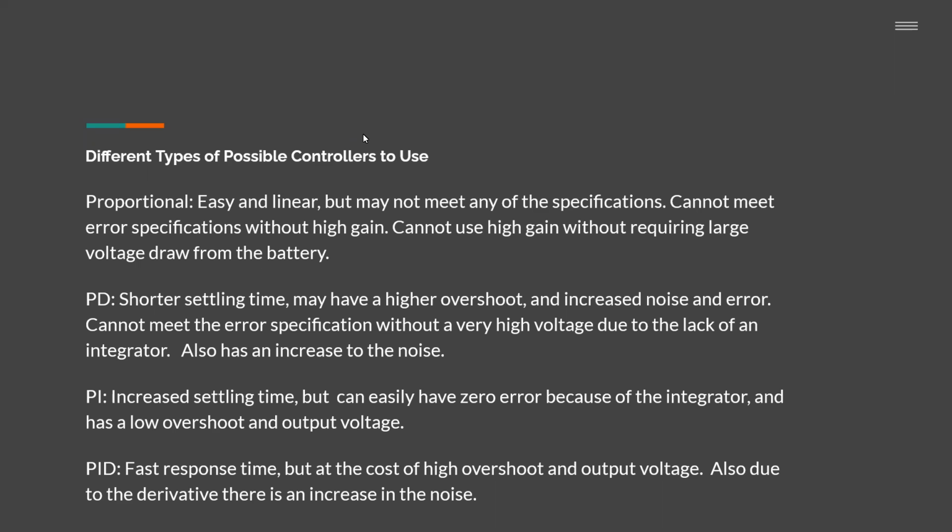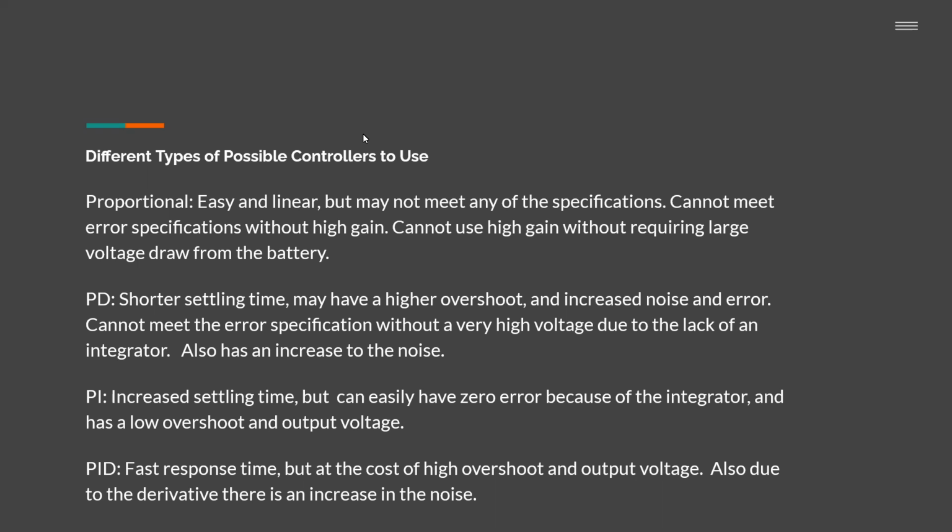So in order to determine the possible controller, we decided on 4 different kinds of controller. The first one is proportional, the easiest one. It's just linear, proportional to the input, then gets the output. But the thing is, this cannot meet the error specification with a high voltage, or maybe cannot use high gain without requiring large voltage.